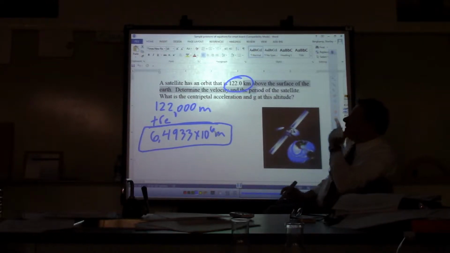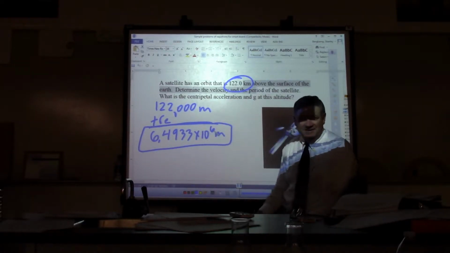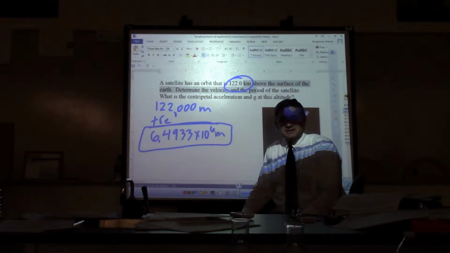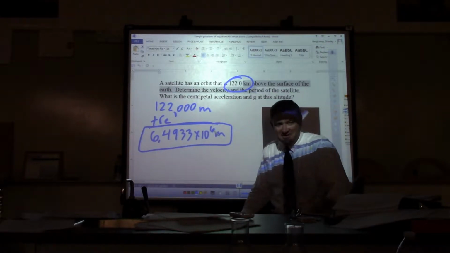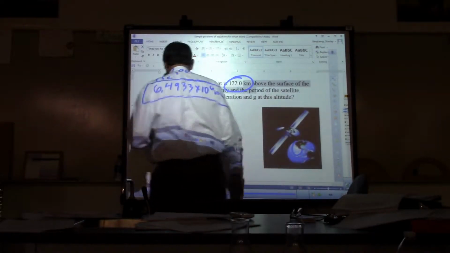Okay, so we got that. I'm putting it in my calculator right now. It's right there on your equation sheet, right there. There you go.